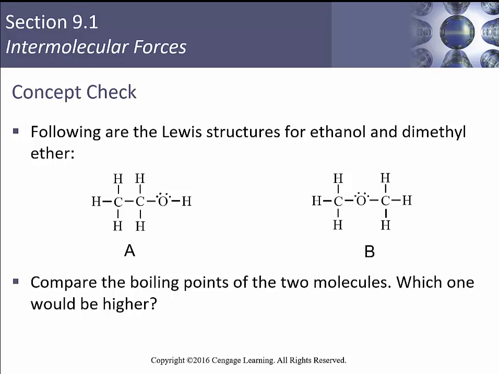Okay. Let's look at these guys. We've got some Lewis structures. We've got ethanol and dimethyl ether. These are structural isomers of each other. They've got the same atoms, but different arrangements of those atoms, and so they're going to behave chemically differently. Structure defines function in chemistry quite a lot. So over here, we've got ethanol on the left, and over here we've got dimethyl ether. Which one of these two do you think is going to have a higher boiling point?